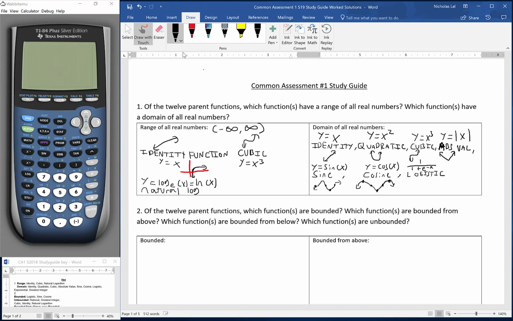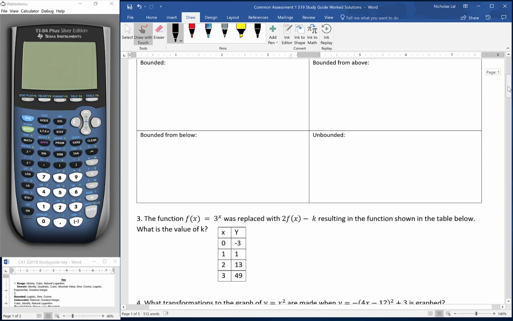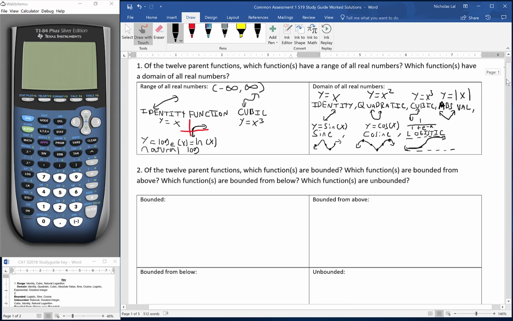The logistic function has a lower horizontal asymptote, and then it starts to curve up like an exponential function, hits an inflection point, starts to increase slower like a logarithmic function, and then hits a horizontal asymptote at the top. So logistic functions have a horizontal asymptote at the top and the bottom. All right, so that was domain of all real numbers and range of all real numbers.